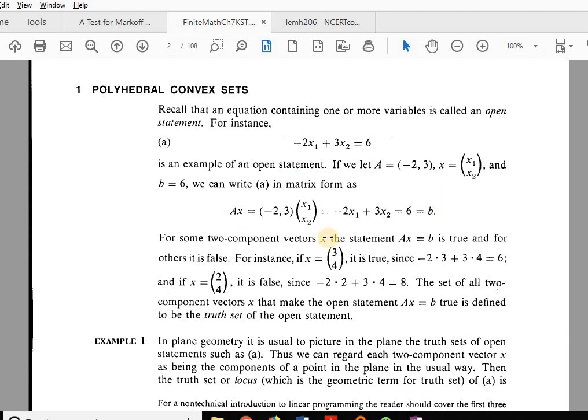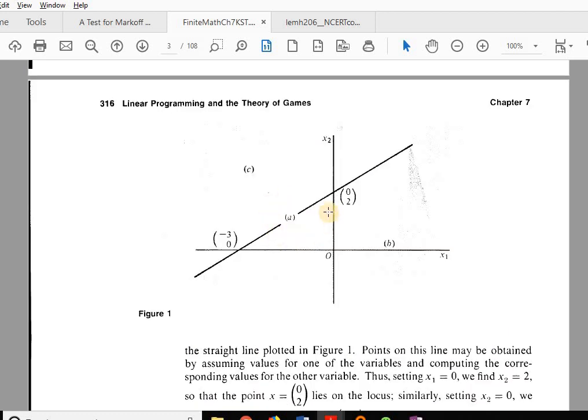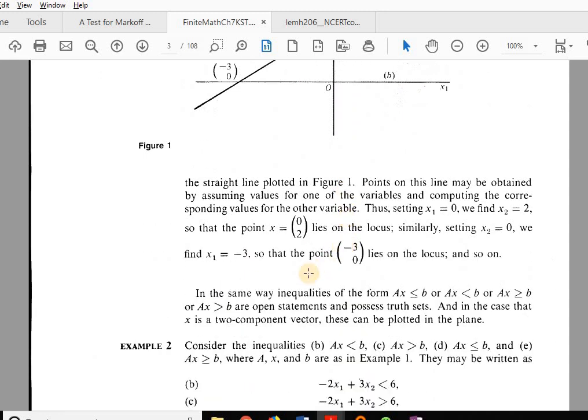And the point is made down here that you can identify the solution set of this equation as a set of points in the plane, and he calls that a locus. And here's the locus of points corresponding to minus 2x1 plus 3x2 equals 6. And the plot is a line, as you would hopefully expect.